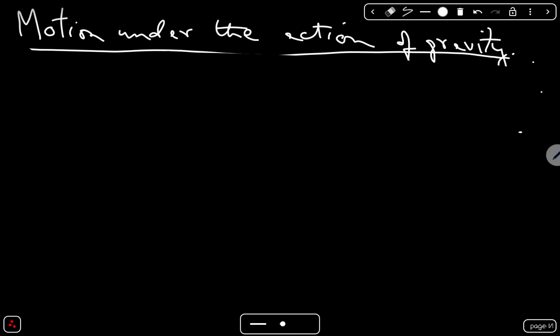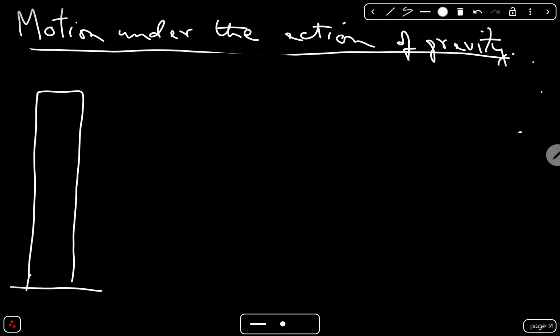So let me draw it for you. There is a building here which is 150 meters in height. There is a person on top here who is dropping a stone. Dropping means the initial velocity will be 0. And the height of the building is given to you as 150 meters. So the stone is being dropped from the top, and it is reaching the ground.